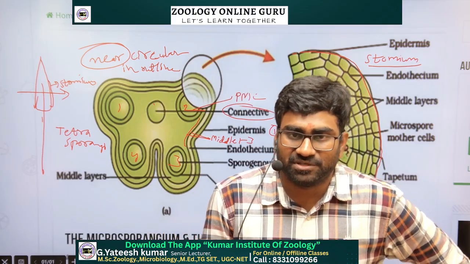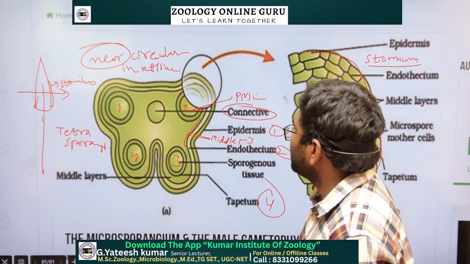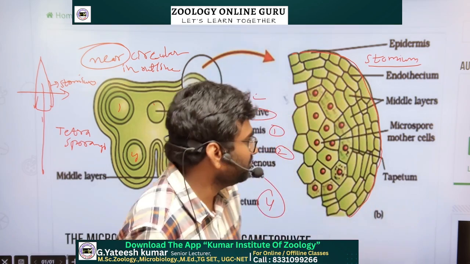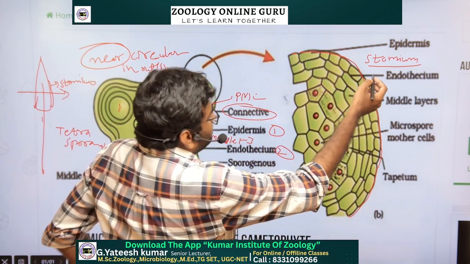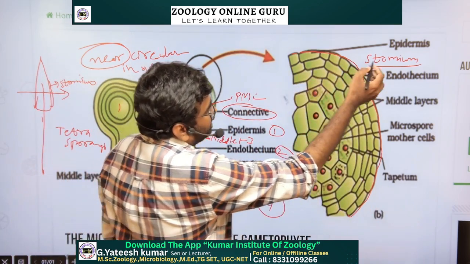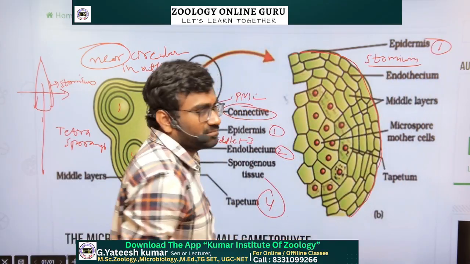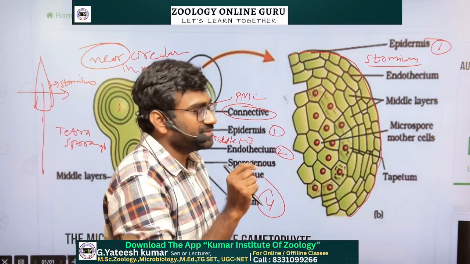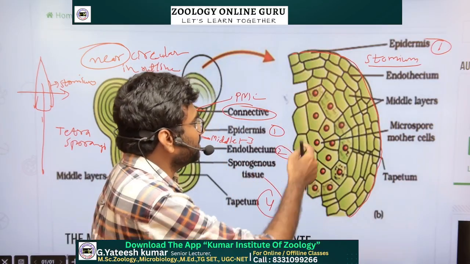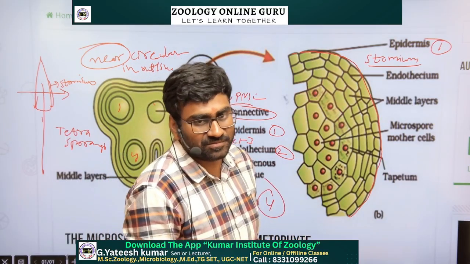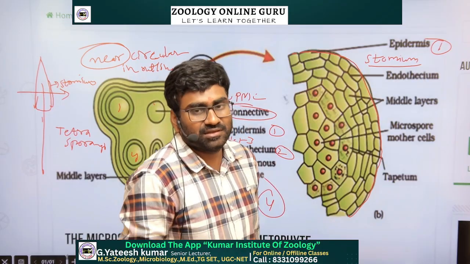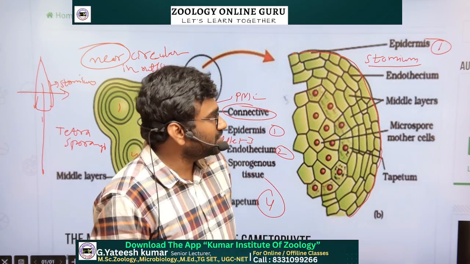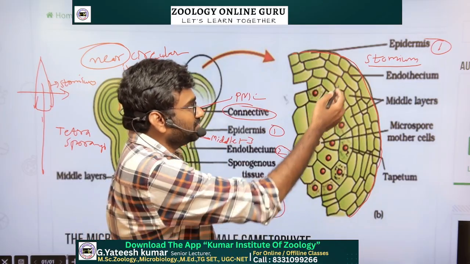So here the formation of microspores takes place from the pollen mother cells, right? So here this is the epidermis. In the epidermis, you have to remember just 2 points. One is that it is only one cell thick, and some specialized cells called the stomium are present, and the function of the epidermis is that it helps in the dehiscence of pollen sacs.